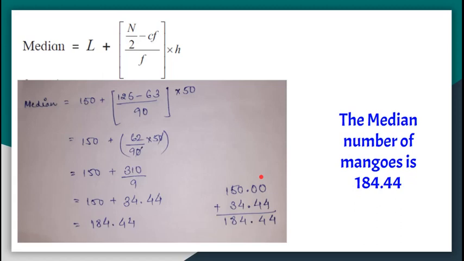इसका मतलब ये नहीं है कि हर ट्री पे 184 मैंगोज है, राइट? It's just an approximate value. इतने सारे ट्रीज में से approximately सब ट्री पे 184.44 मैंगोज है अगर मुझे median number लेना हुआ तो.